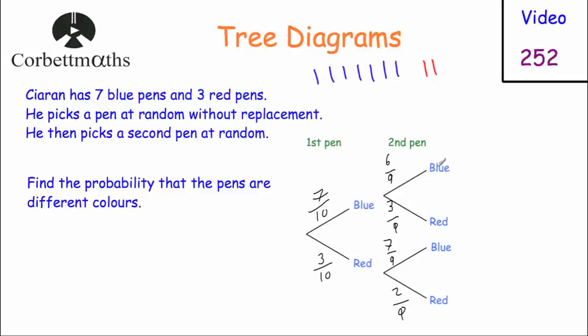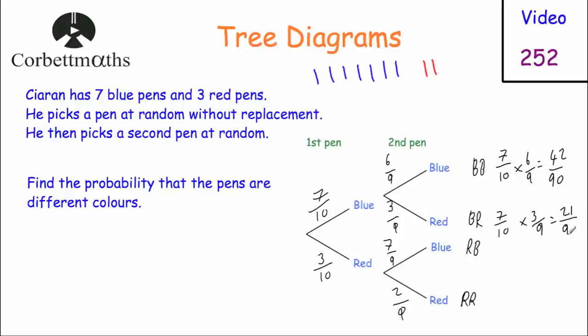Now let's consider outcomes. So we could have a blue and blue, he could have a blue and a red, he could have a red and a blue, or he could have a red and a red. And to find these probabilities, remember we multiply the numbers along the branches. So for a blue and a blue, we would do 7/10 multiplied by 6/9. That would give us 7 times 6 is 42, and 10 times 9 is equal to 90. So the probability for blue and a blue would be 42/90. The probability for blue and a red, well, that would be a blue, 7/10 to begin with, and then we're going to multiply that by 3/9. That would be equal to 7 times 3 is equal to 21 over 90.